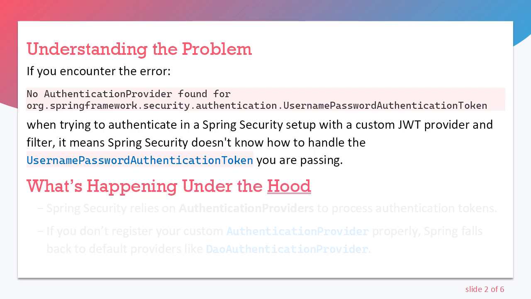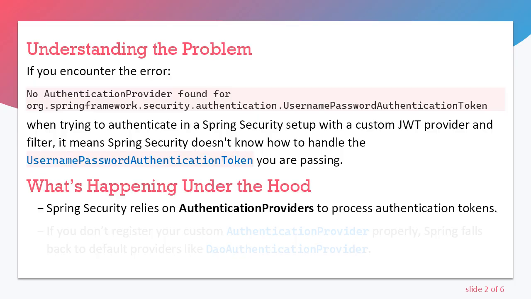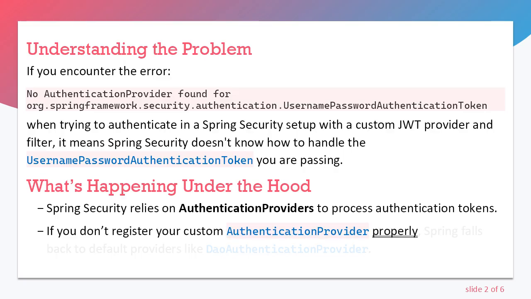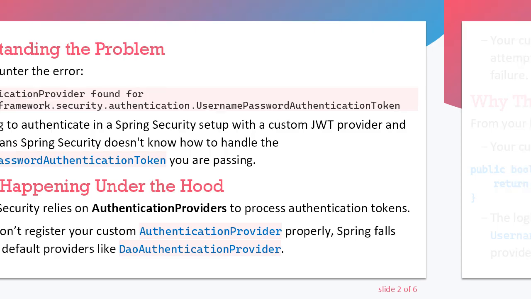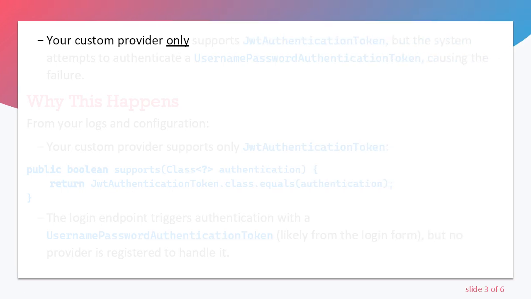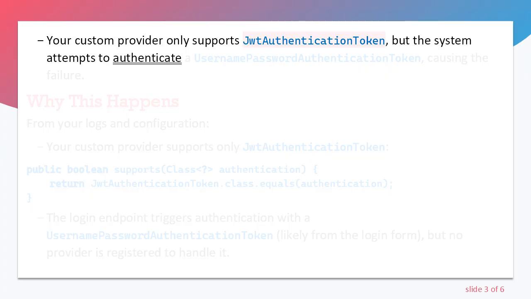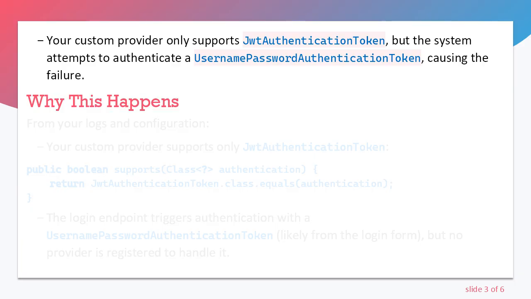What's happening under the hood? Spring Security relies on authentication providers to process authentication tokens. If you don't register your custom authentication provider properly, Spring falls back to default providers like NoAuthenticationProvider. Your custom provider only supports JWTAuthenticationToken, but the system attempts to authenticate a UsernamePasswordAuthenticationToken, causing the failure.